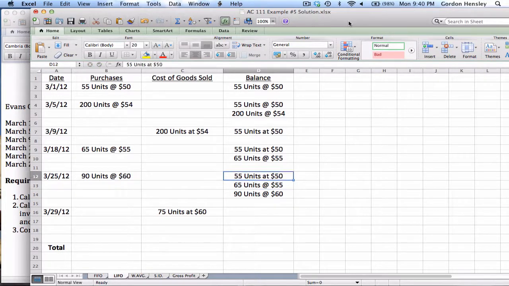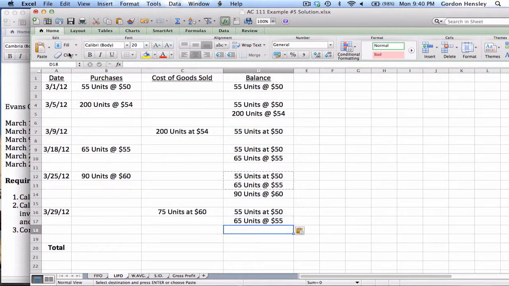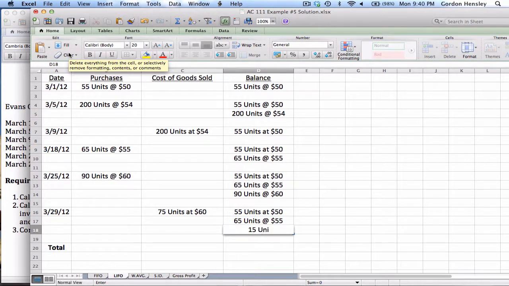So that means my top two layers are actually going to stay the same. They actually will not be affected. And then my bottom layer, where I used to have 90 units, now I only have 15.